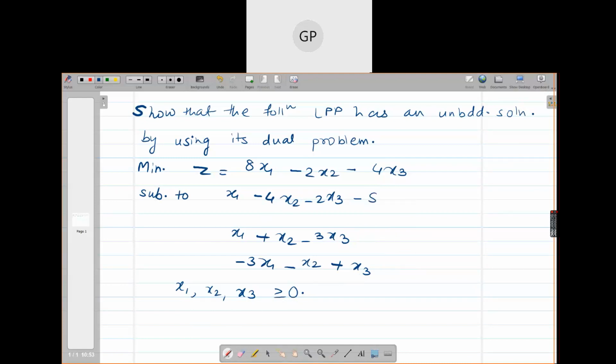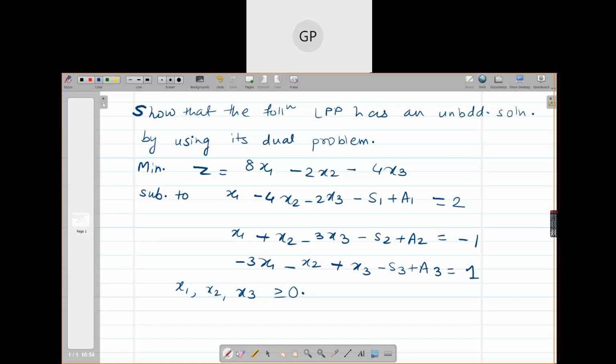Yes, first one: x1 minus 4x2 minus 2x3 minus S1 plus A1 is equal to 2. Second: x1 plus x2 minus 3x3 minus S2 plus A2 equals minus 1. Third: minus 3x1 minus x2 plus x3 minus S3 plus A3 equals 1. Okay.